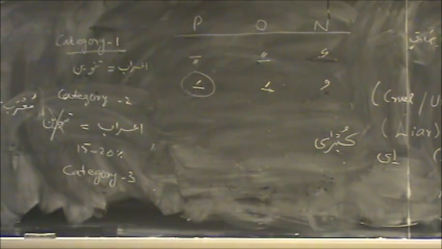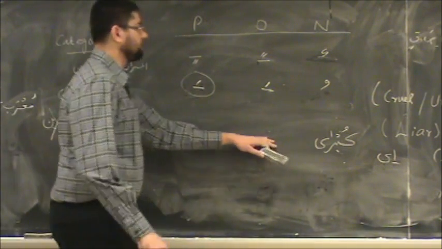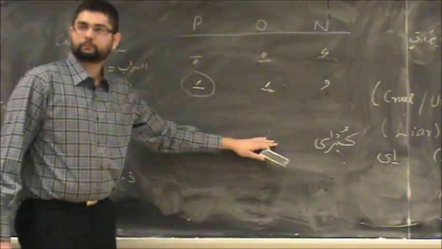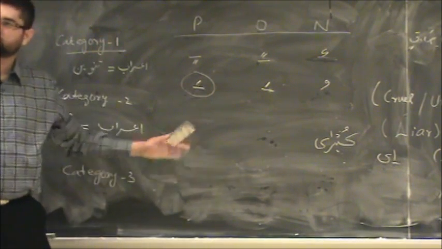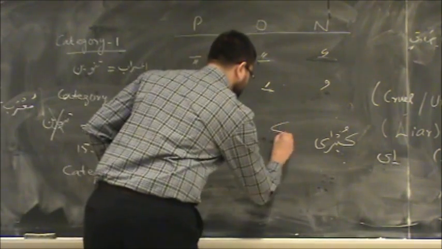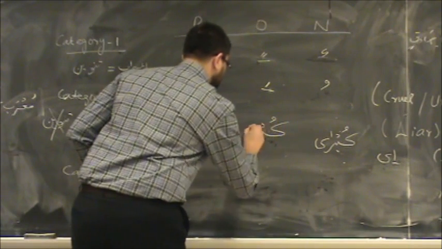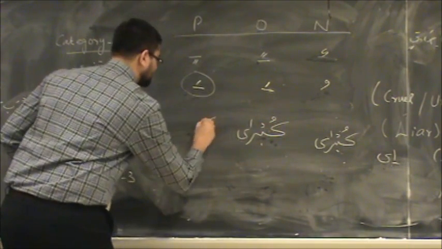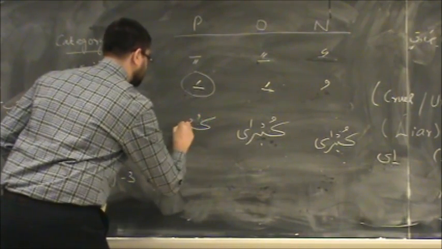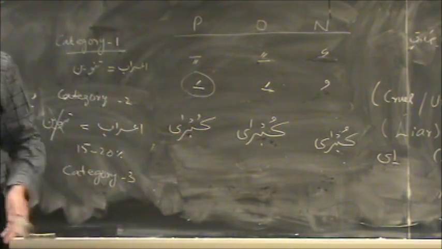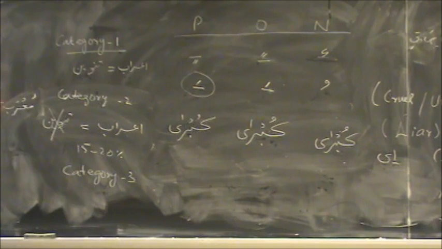kubra. Kubra is big. So what will it be in the objective case? Kubra. And the possessive case? Kubra. It will stay the same. Is taqwa also the same? Yes. So the words that come with this pattern are from the third category. It must be fatha, always fatha.